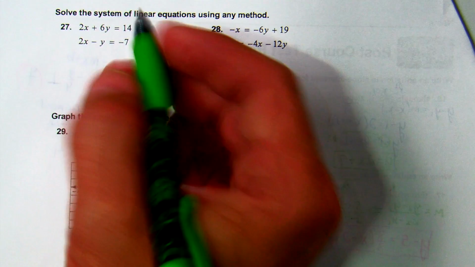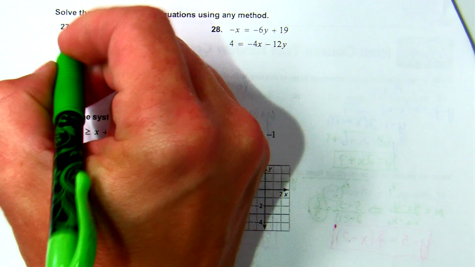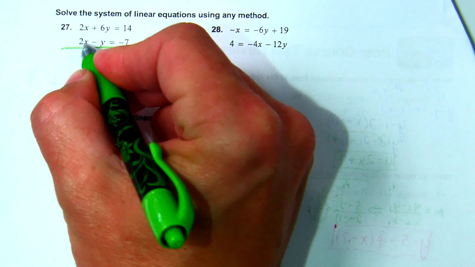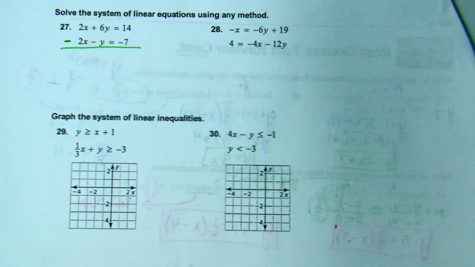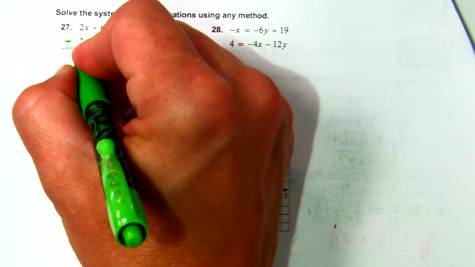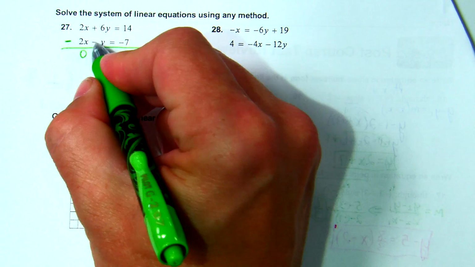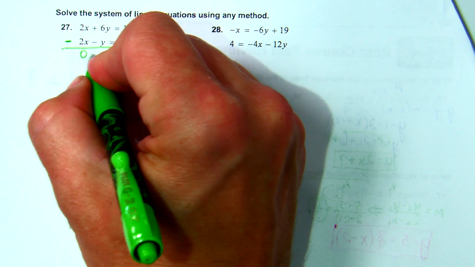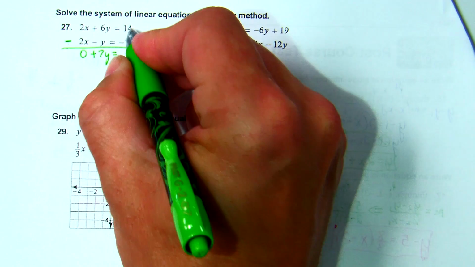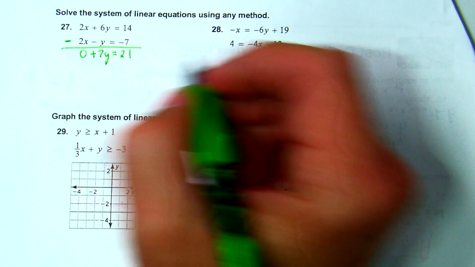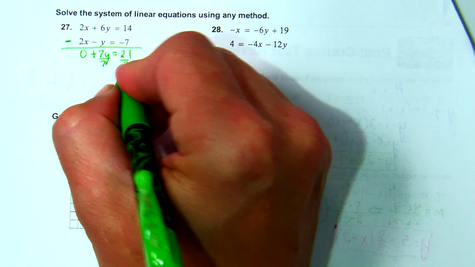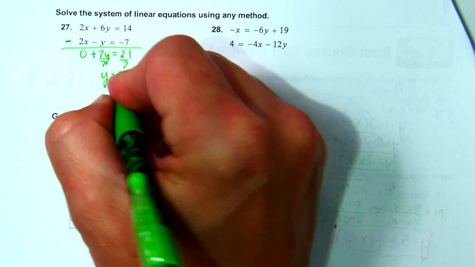But this first one, I know that I would go in here, and since these are the same coefficients for x, I would just minus these two equations and solve by elimination. So I get rid of this x term. That'll make that go away. When I minus a negative y here, that'll be a plus 7y. When I minus a negative here, that'll make a positive 21. I'll divide by 7, and y is going to equal a positive 3.